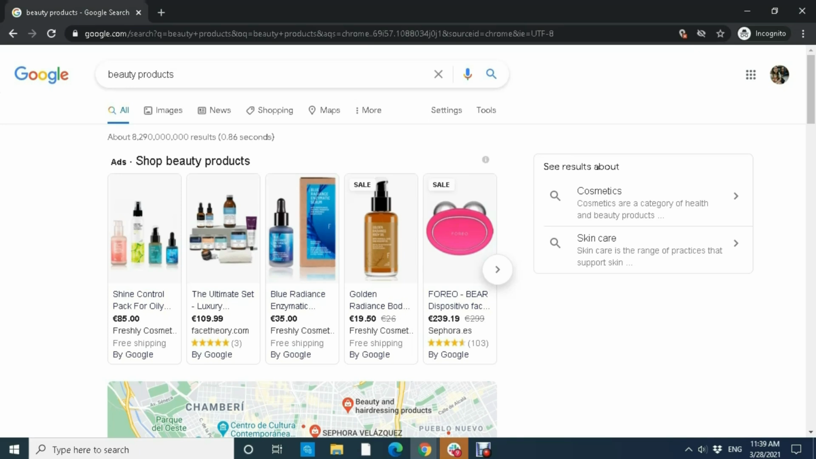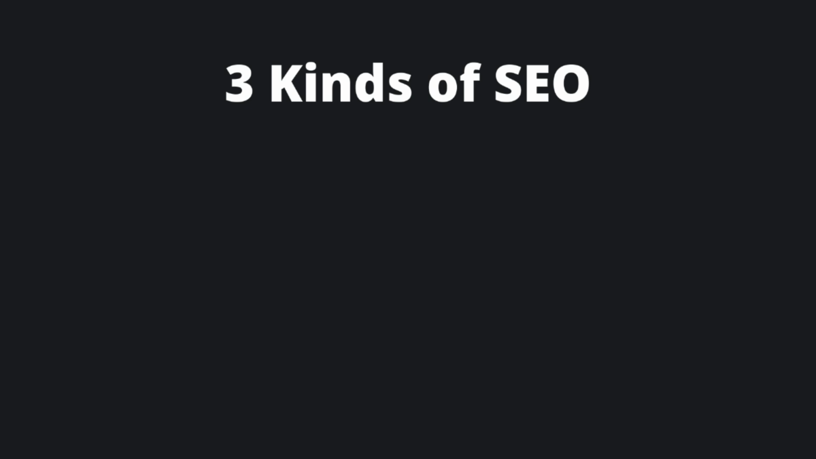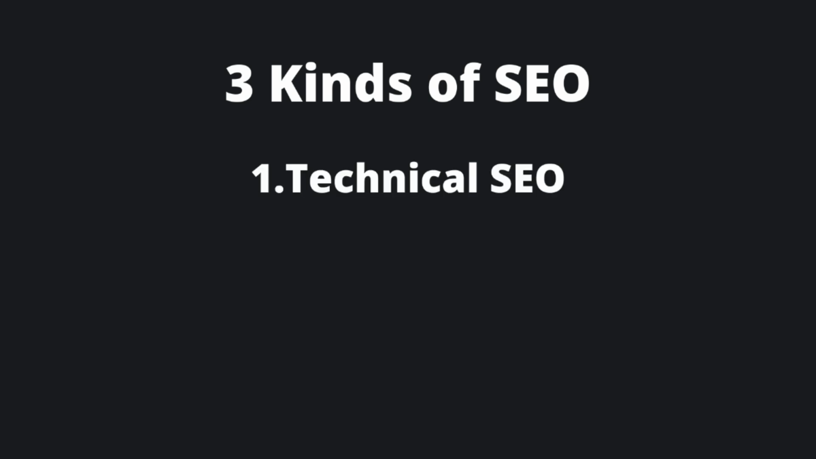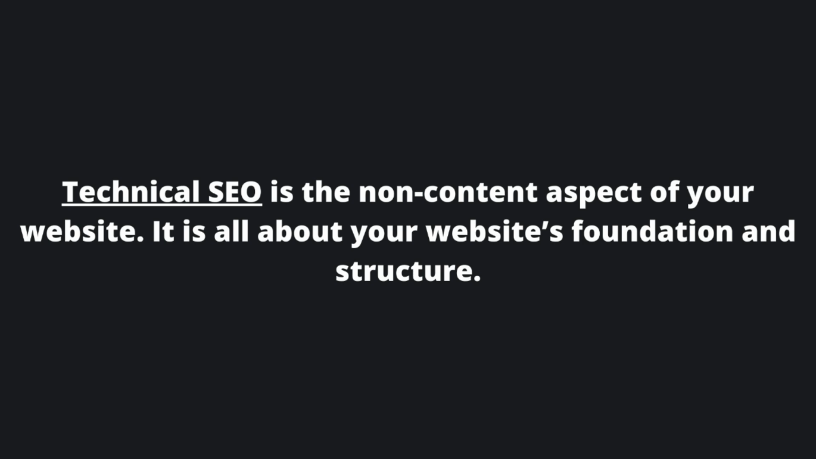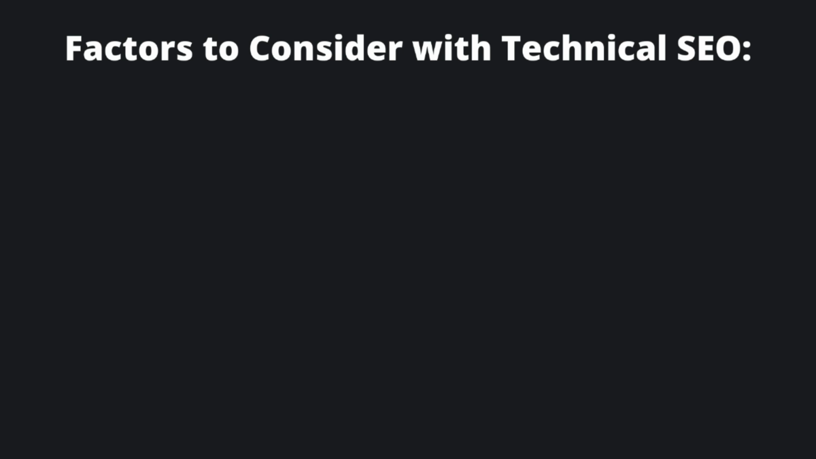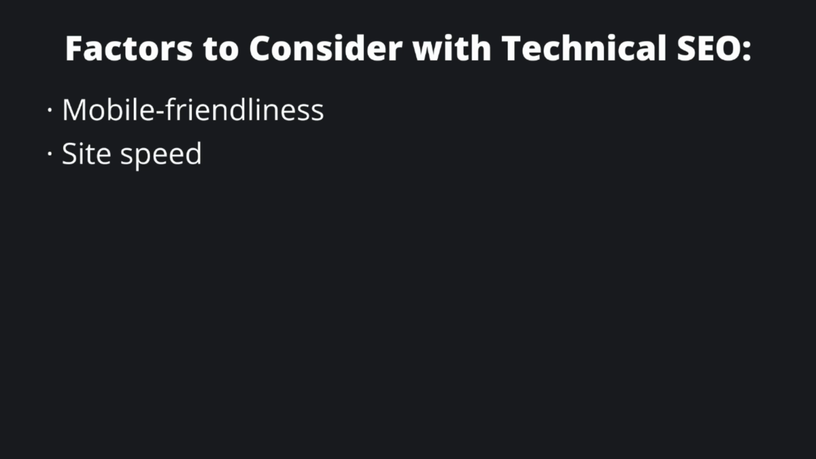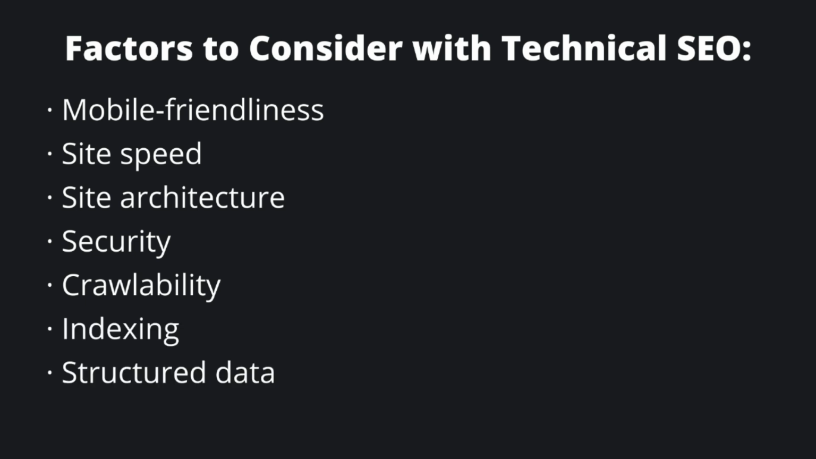So before we start unlocking all our SEO lessons, let us first define the three kinds of SEO. So we have the technical SEO, the on-page SEO, and the off-page SEO. Let us talk first about technical SEO. Technical SEO is all about the non-content aspects of a website. It relates to how good your website's back-end foundation and structure. Among the things you need to consider when exploring this type of SEO are the website's mobile friendliness, site speed, site structure, security, crawlability, indexing, and structured data.